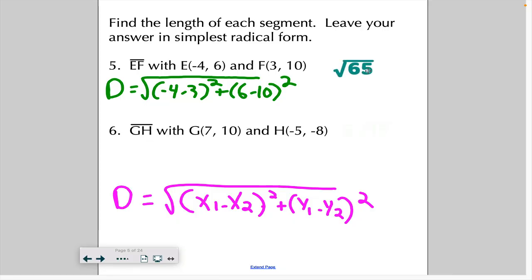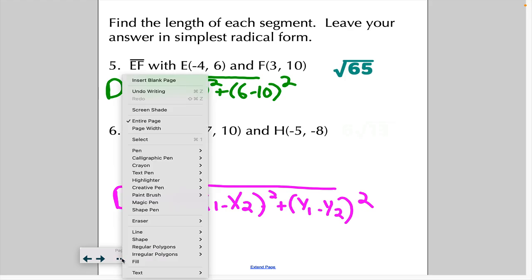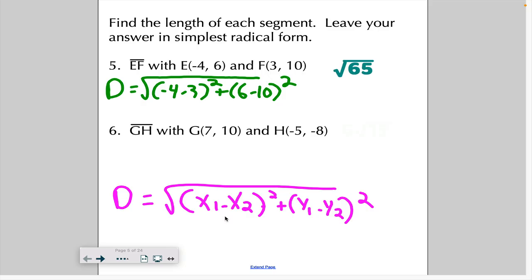Anybody actually get the square root of 65 for the first? Now the order doesn't matter. I feel like a lot of you need to see this. It's kind of like finding slope. So I can either do -4 minus 3 squared, because the square is going to turn it positive, or I could do 3 minus -4 squared. But ultimately, what you end up getting is -7 squared and 4 squared, under the square root.